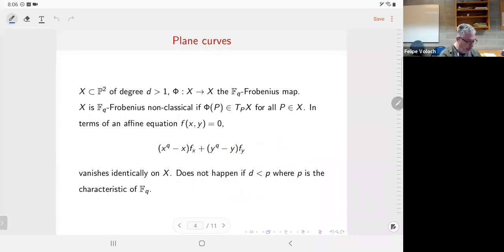Let's set some more notation. So you have a plane curve. So the whole setup in this talk, in this particular situation, we're working with a plane curve, a plane curve of degree d bigger than 1, irreducible, well, absolutely irreducible.